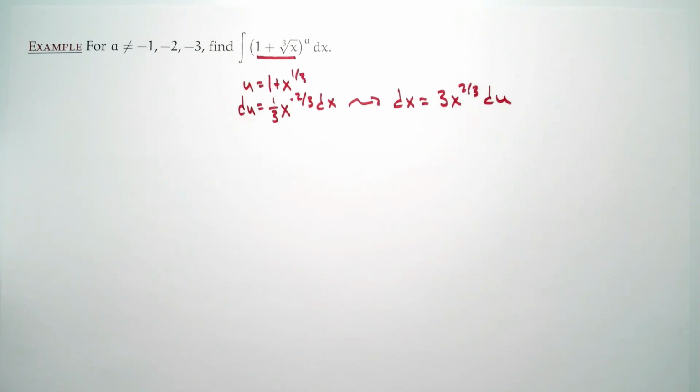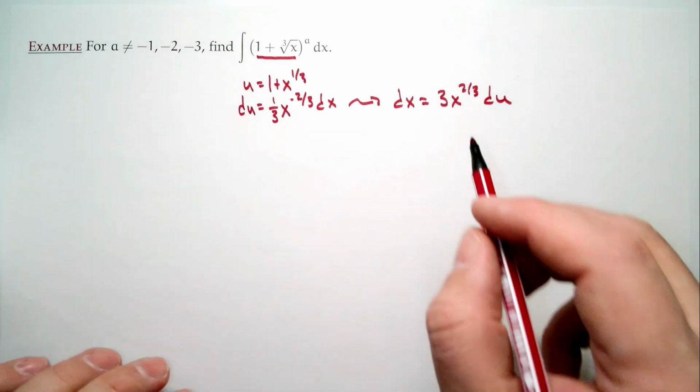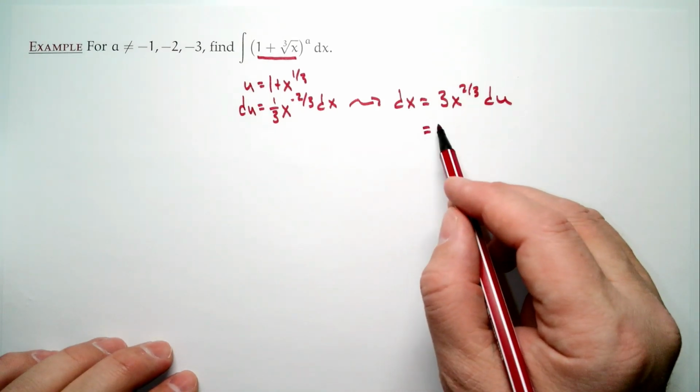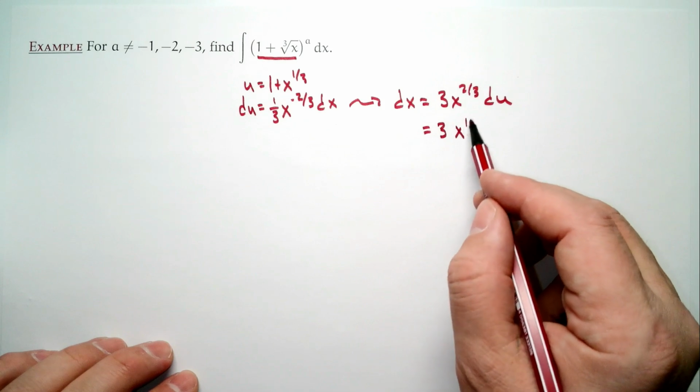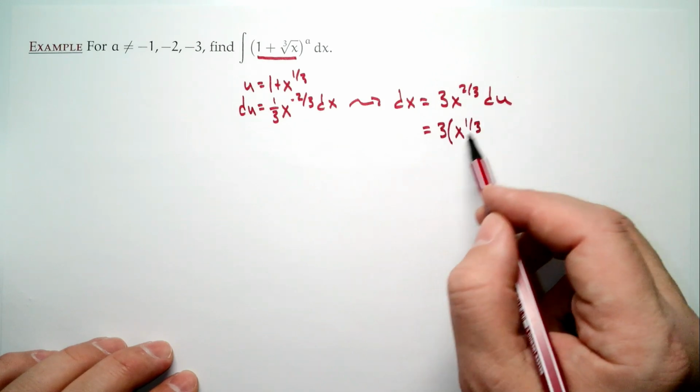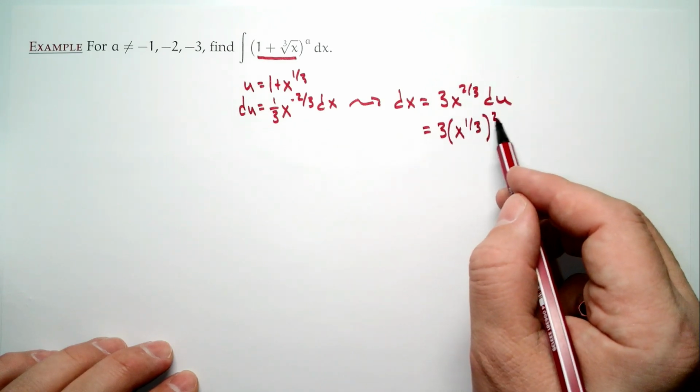The problem is I'll have an x left in my integral. I can't have any x's left at all. So now the question becomes, is there any way for us to replace x^(2/3) with something involving u? It might help to note that x^(2/3) is the same as (x^(1/3)) squared.